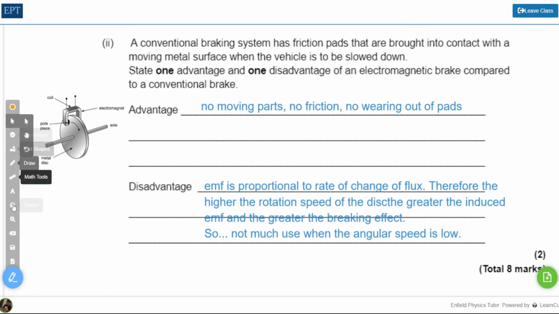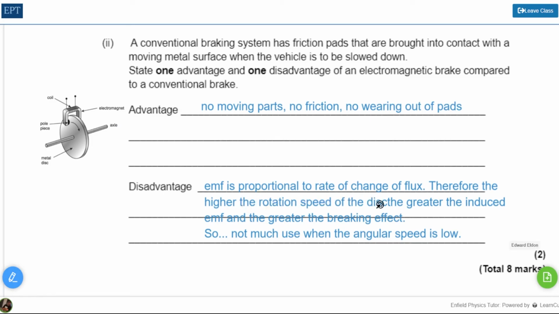This means that when the wheel is turning fast, we have a high rotational speed for the disc. That means we'll have a greater induced EMF and so a greater braking effect. In other words, when this wheel is turning slow, you're only going to get a small amount of braking. So perhaps the braking system is not much used for slow moving vehicles, like your bike.